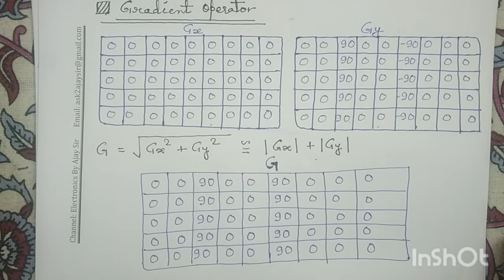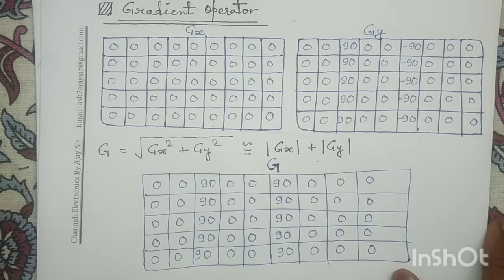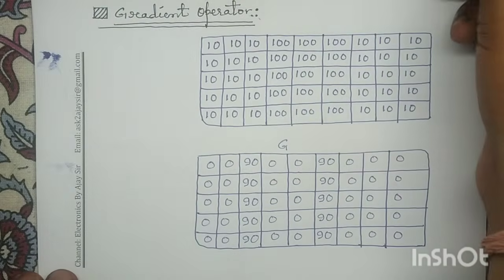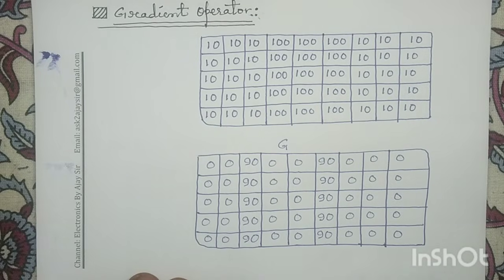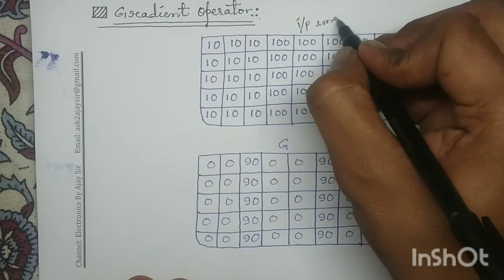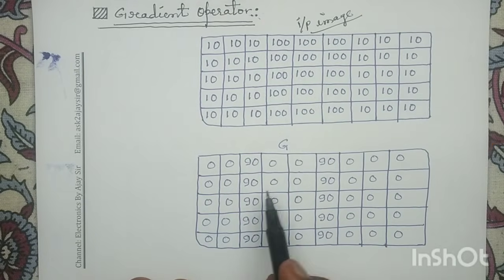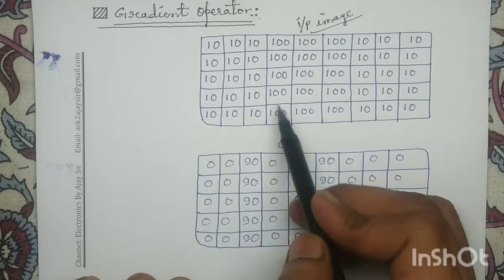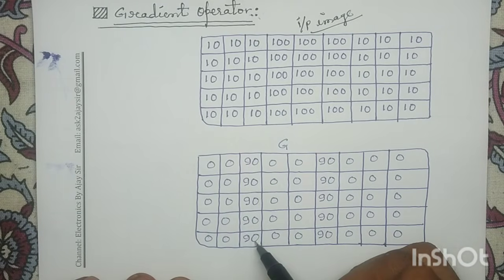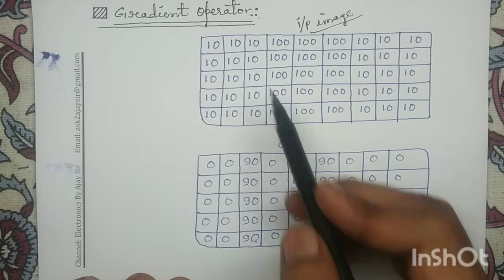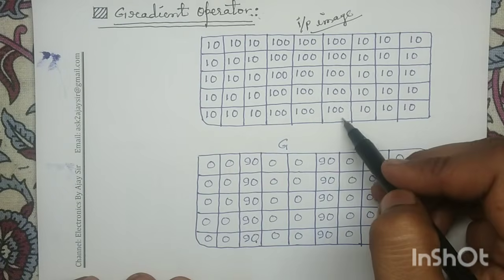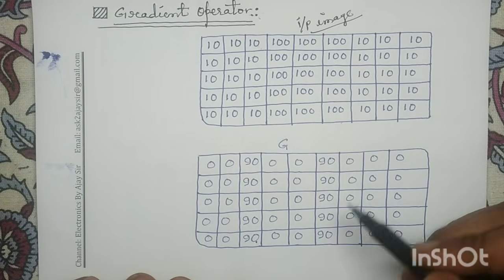After determining the magnitude matrix, it's time to compare the magnitude matrix with the given input image. So if you compare the magnitude matrix of this gradient operator with the input image, you will find that at the location of the edge, the magnitude of this gradient operator offers a very high response compared to the surrounding. At this edge also you will get a very high response compared to the surrounding. Similarly, at this edge also you will get a very high response compared to the surrounding.